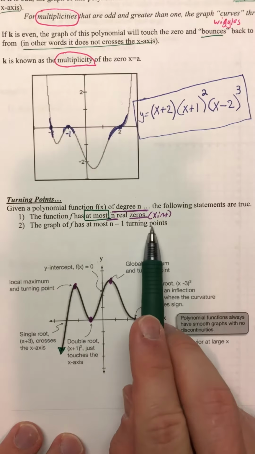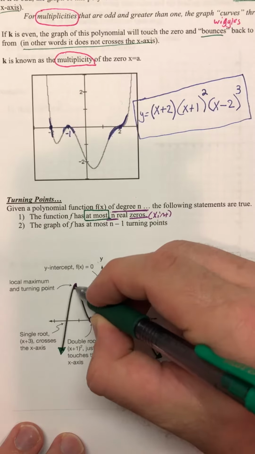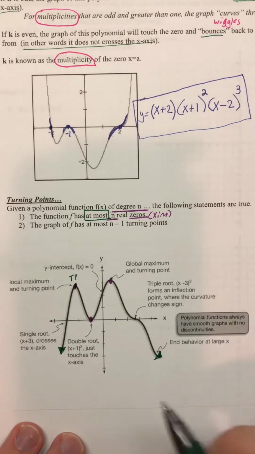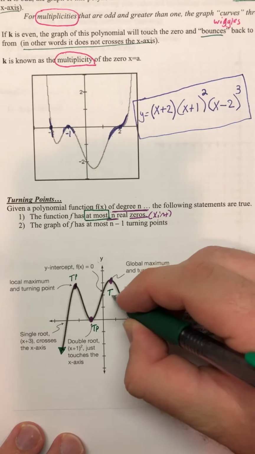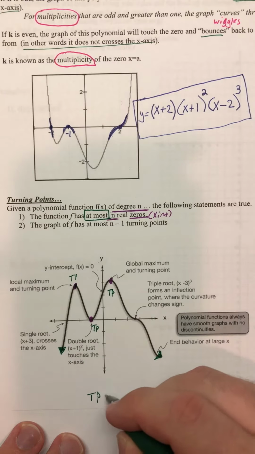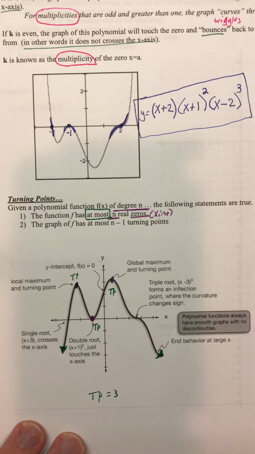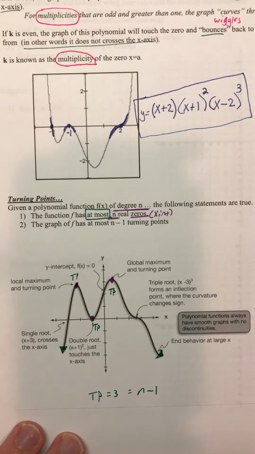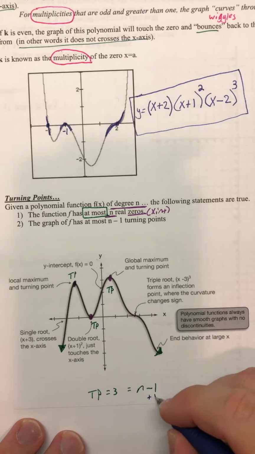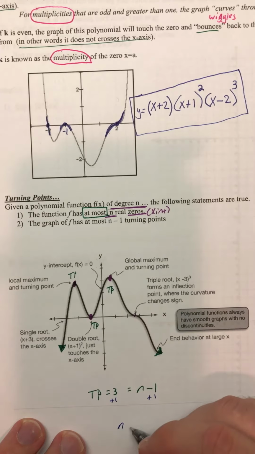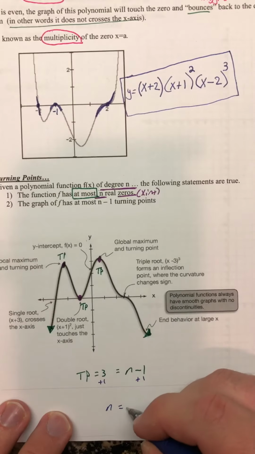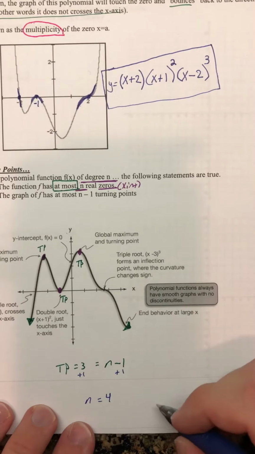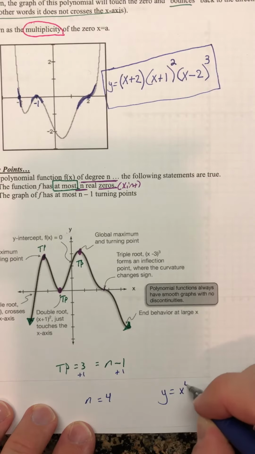So let's count the turning points, okay? This is my turning point. Okay, I'm gonna write a little TP right there for turning point. This is a turning point, a little TP for turning point. And this is a turning point. So what we just said is we have 3 turning points. And my turning points are n minus 1, right? So that means if I were to add the 1 to both sides, this polynomial could have had a power of 4. So this is some y is equal to x to the 4th, right?